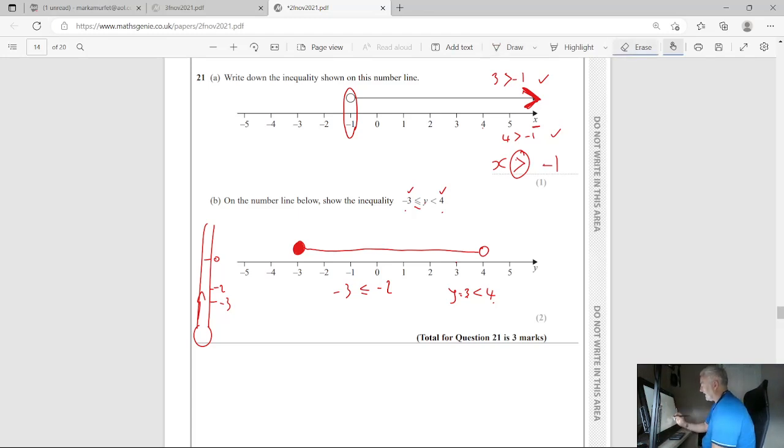Do I need to write all of that in? No, I don't need to write any of this at all. Don't need to show it down there. All I need to do on this one, it just says on the number line, show the inequality. Filled in dot, because it's equal to as well. Unfilled dot, because it's not equal to.